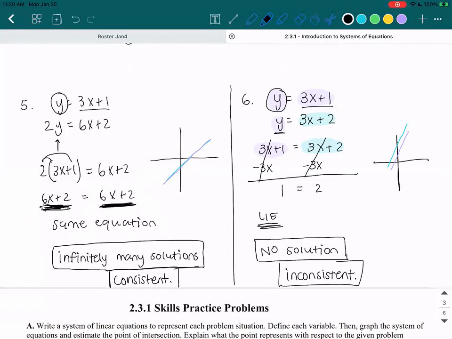Also, in case you guys ever want to double check your answers, type the equations in Desmos, look for the intersection point, and that will be your double check.